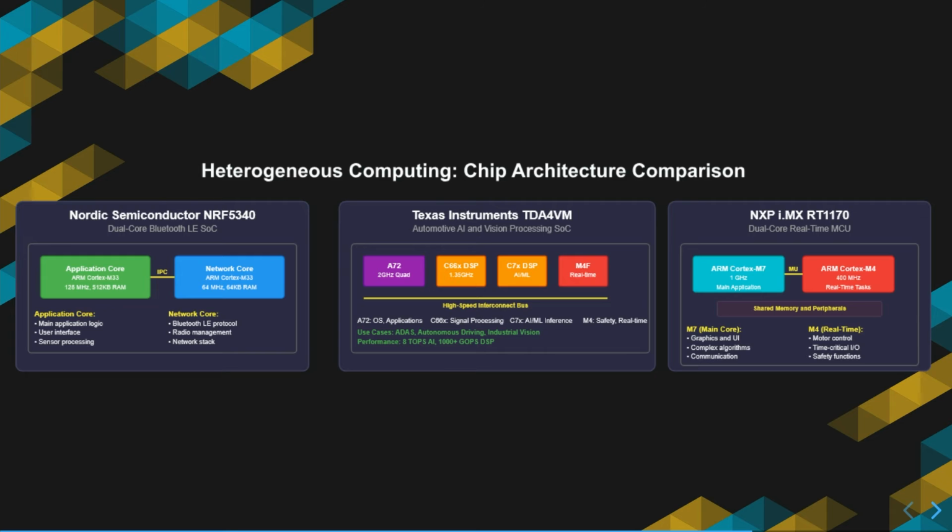Now, these are three different approaches: simple dual-core for IoT, complex multi-core for automotive, and balanced dual-core for real-time applications. So you can see that each of these compute processors can handle a lot more and more diverse applications that a simple Arduino may not necessarily be able to deliver.